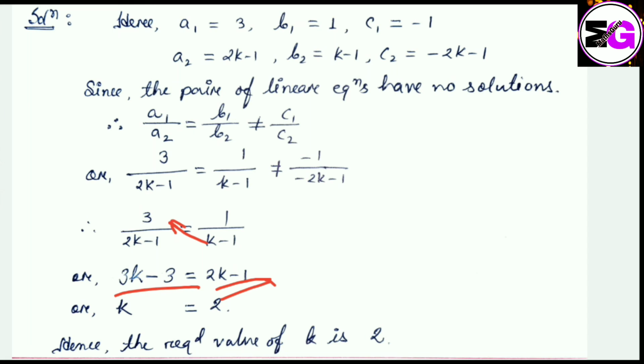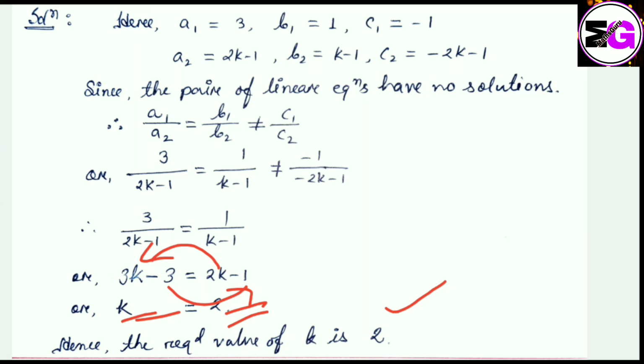We cross multiplied, 3 into k minus 1, that is 3k minus 3, that is equals to 2k minus 1 into 1, that is 2k minus 1. After simplifying, k is equals to 2. Okay, twice k we take to this side, minus 3 going to the other side becomes plus 3. So that is k is equals to 2, which is the required value of k.